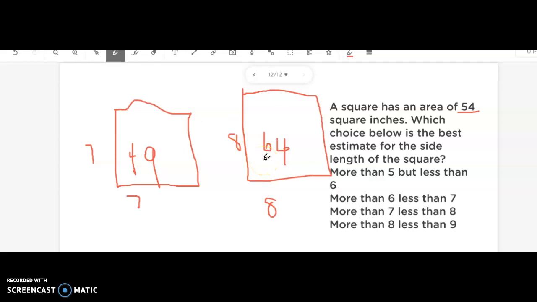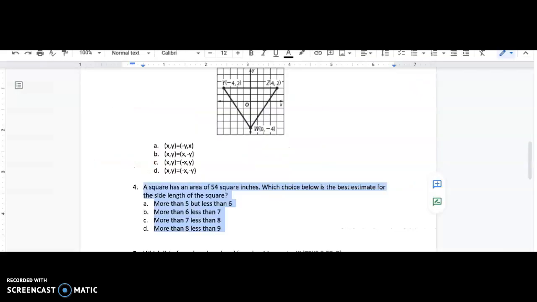So what you guys want to do on this problem, you're basically going to square this one and this one. Okay, you're going to square it. Not square root, square it, which means multiply by itself. If this number falls in between the square of these two numbers, then that's your answer. If it doesn't, then move on to the next choice. That's how you handle that problem. Okay? All right, let's go to the next problem on the CBA.